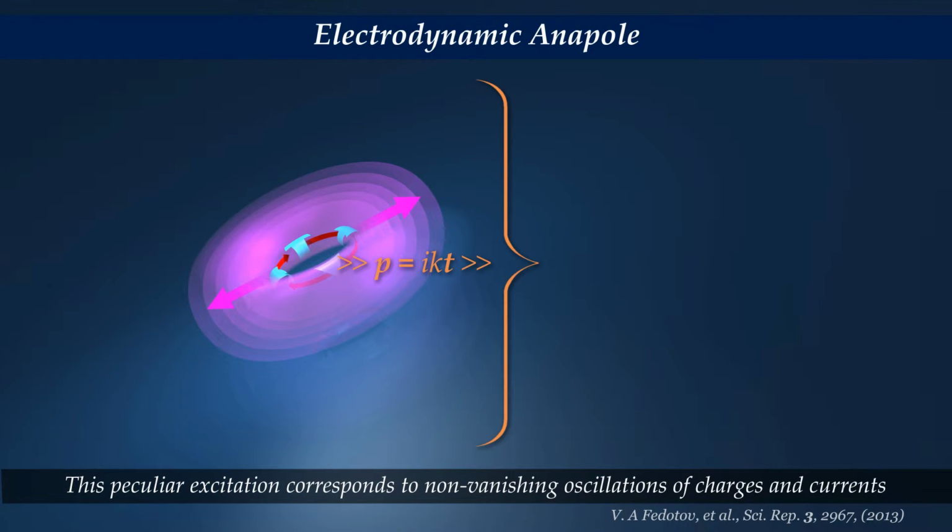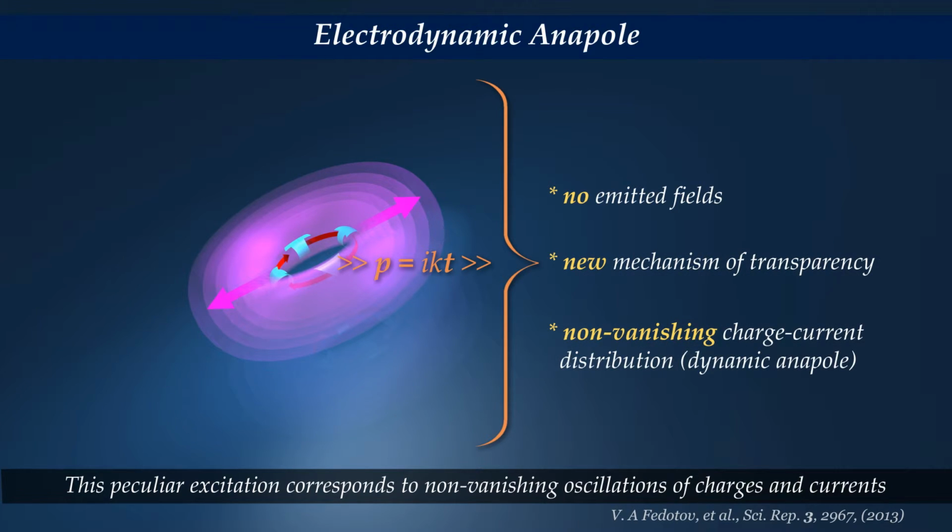Despite the absence of the emitted fields, such peculiar excitation corresponds to non-vanishing oscillations of charges and currents, which underpins, in particular, a new mechanism of electromagnetic transparency. While certain fundamental and practical aspects of toroidal electrodynamics are yet to be fully understood, we envision that exploitation of toroidal excitation can have important implications for the fields of photonics, biology, sensing, energy, and information transfer.